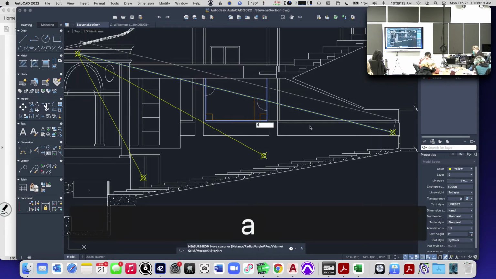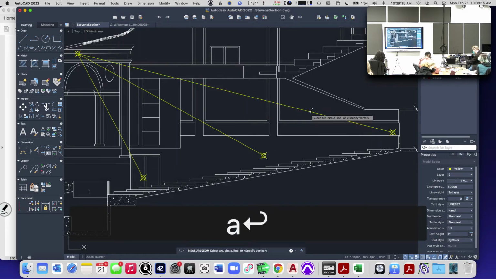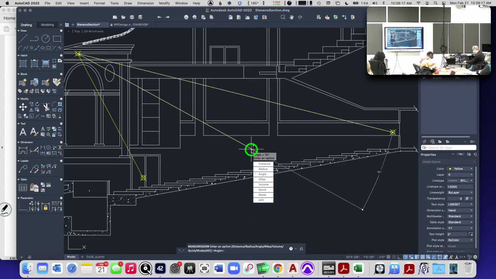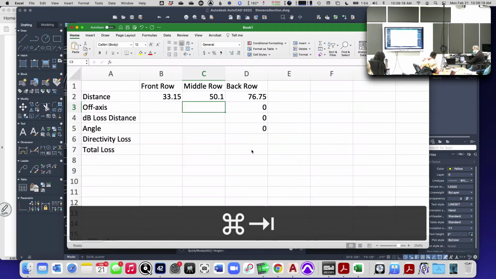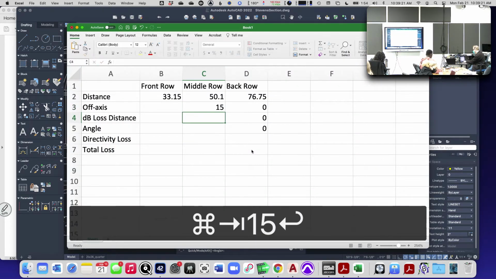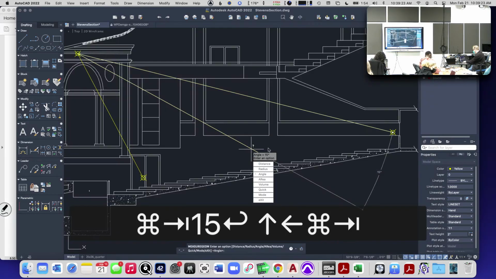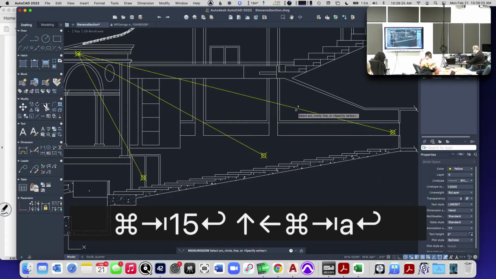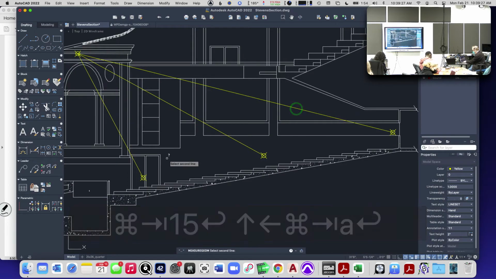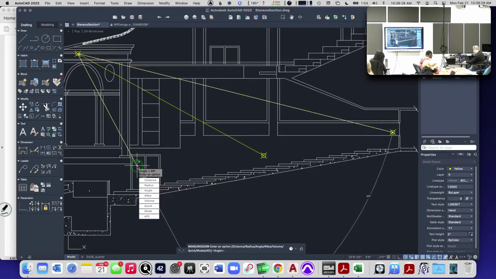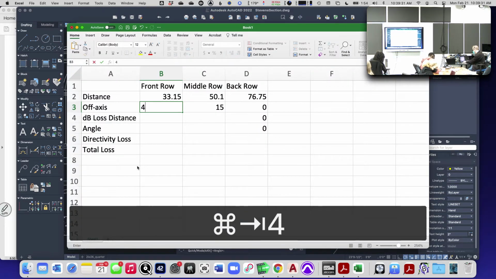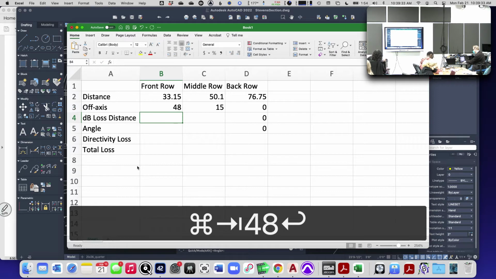Angle. 15 degrees, same as it was before. Now, what about back row to front row? 48 degrees. Oh boy, now we're getting somewhere.